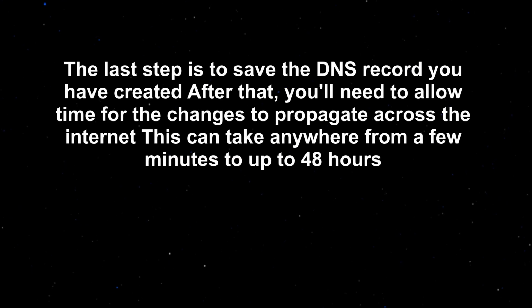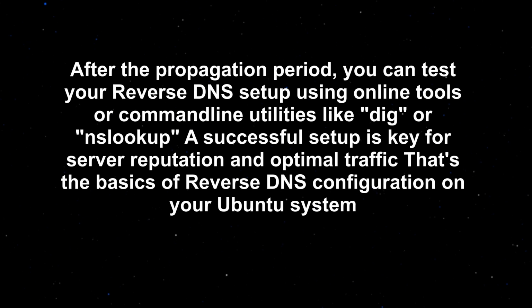After that, you'll need to allow time for the changes to propagate across the internet. This can take anywhere from a few minutes to up to 48 hours. After the propagation period, you can test your reverse DNS setup using online tools or command line utilities like dig or nslookup. A successful setup is key for server reputation and optimal traffic. That's the basics of reverse DNS configuration on your Ubuntu system.